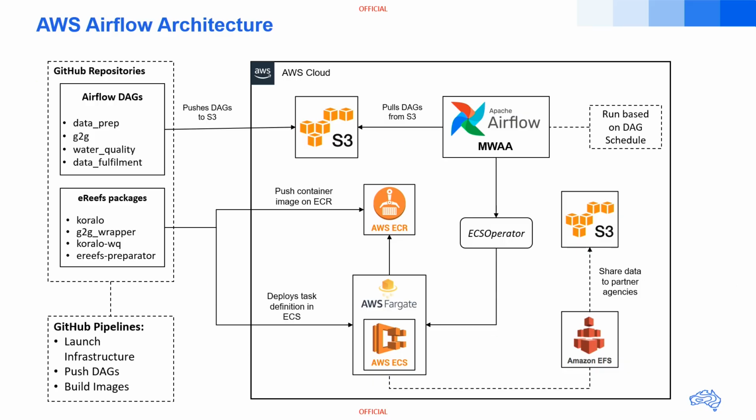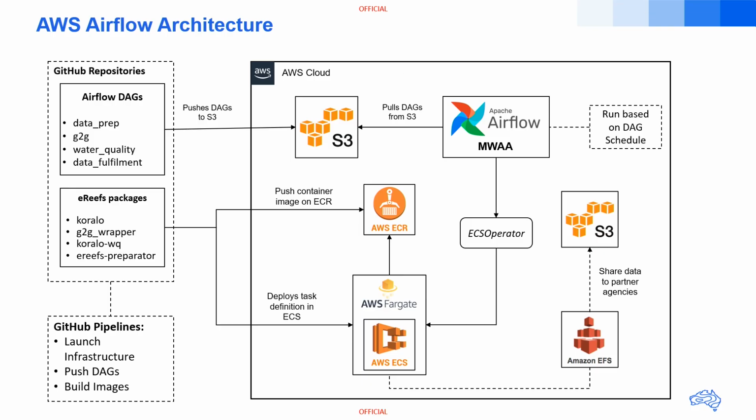We also have GitHub pipelines through GitHub Actions that create CI/CD pipelines to push our DAGs onto an S3 bucket. So we have our data preparation DAG, our G2G DAG, which is the model itself, water quality post-processing, and the data fulfillment, which then sends that data out to our external agencies.